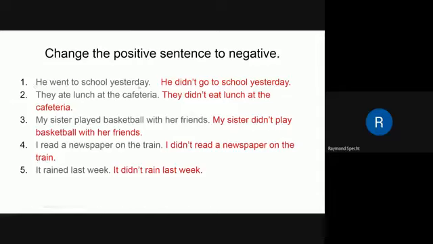Okay, he went to school yesterday. Negative, he didn't go to school yesterday. They ate lunch at the cafeteria. They didn't eat lunch at the cafeteria. My sister played basketball with her friends. My sister didn't play basketball with her friends. I read a newspaper on the train. I didn't read a newspaper on the train. It rained last week. It didn't rain last week.